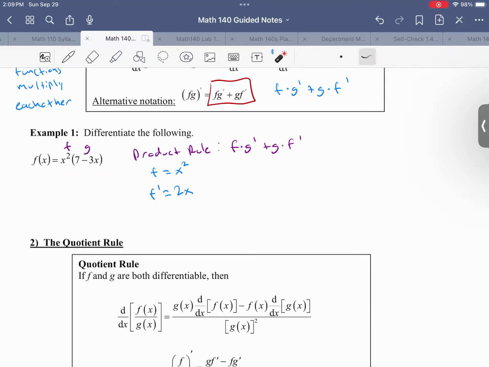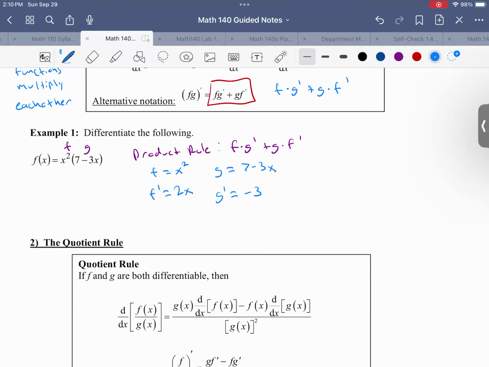Now, to fill out the rest of this formula, I also need g prime. I know g right here is 7 minus 3x. The derivative of 7 minus 3x: the 7 is a constant, so it goes away, and then this x drops. So what I'm left with is just -3.